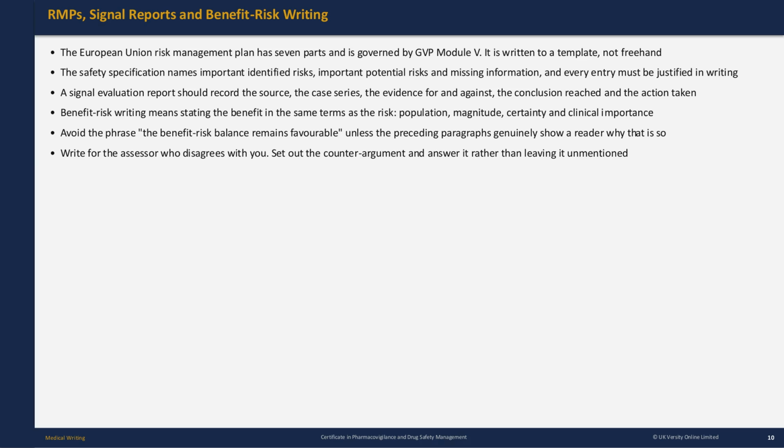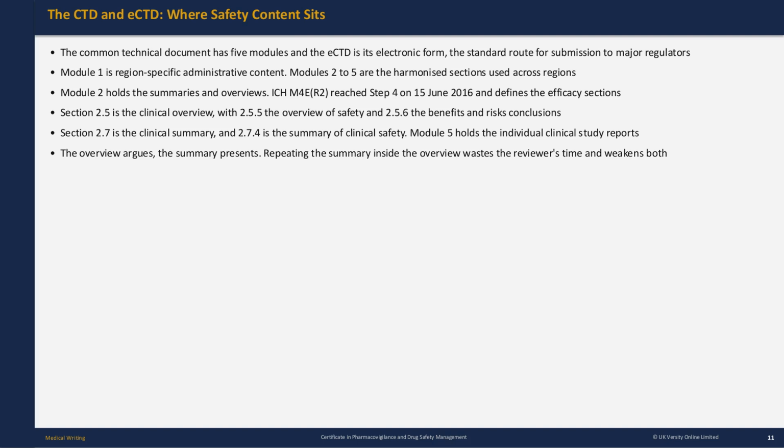A signal evaluation report should record the source, the case series, the evidence for and against, the conclusion reached, and the action taken. Benefit risk writing means stating the benefit in the same terms as the risk: population, magnitude, certainty, and clinical importance. The CTD and eCTD, where safety content sits.